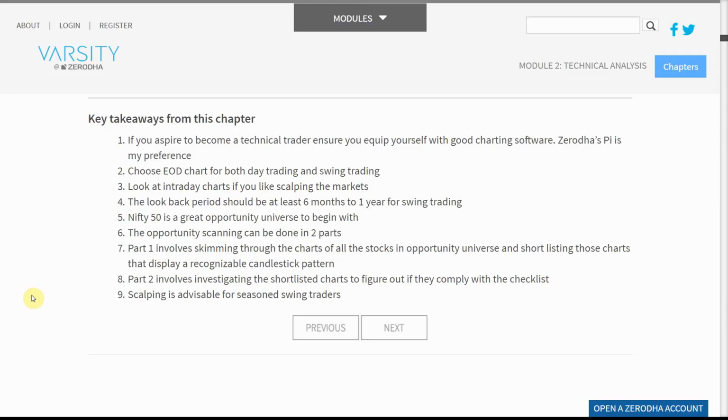The opportunity scanning can be done in 2 parts. Part 1 involves skimming through the charts of all the stocks in the opportunity universe and short-listing those charts that display a recognizable candlestick pattern. Part 2 involves investigating the short-listed charts to figure out if they comply with the checklist. Scalping is advisable for seasoned swing traders.